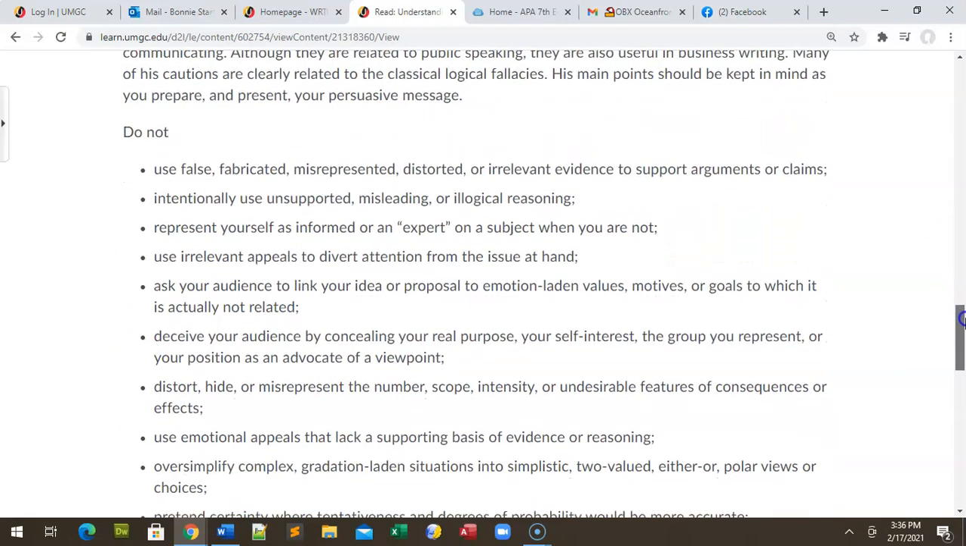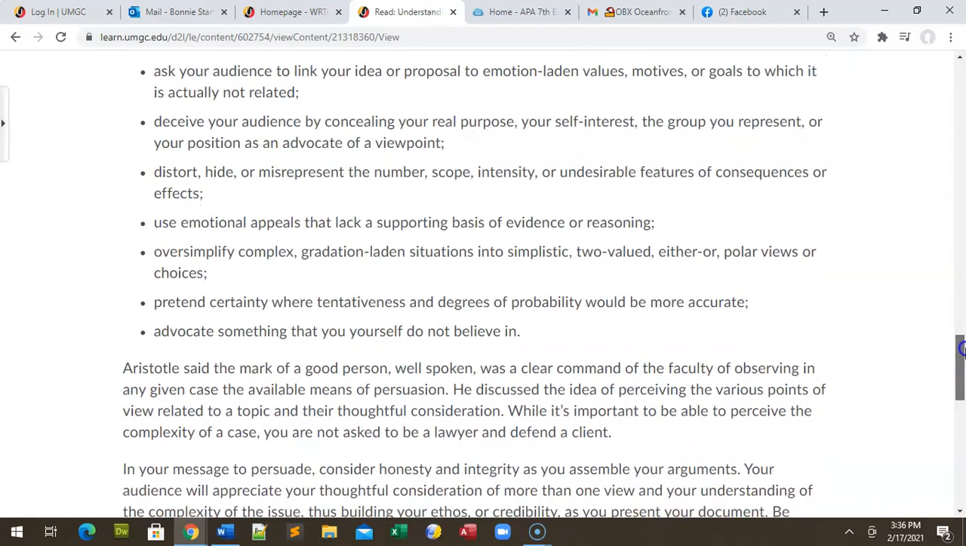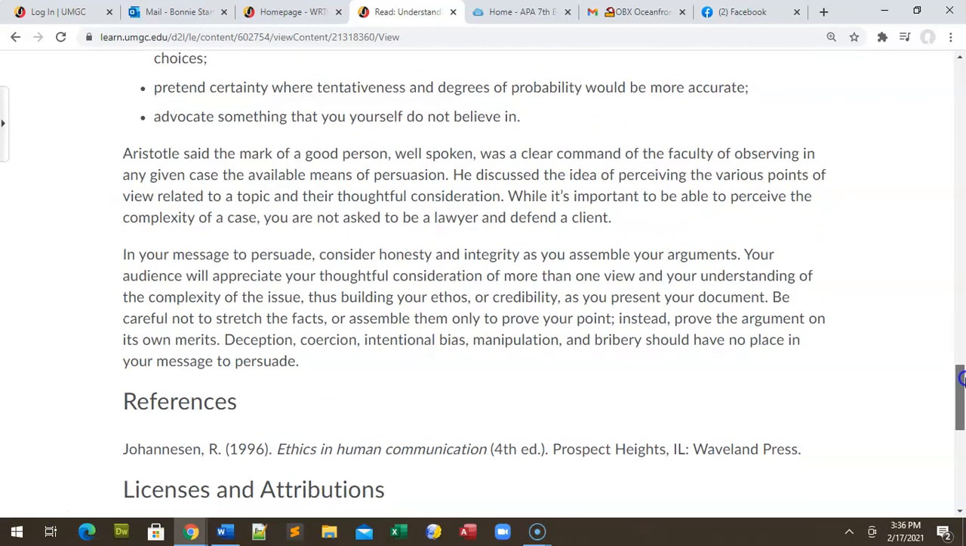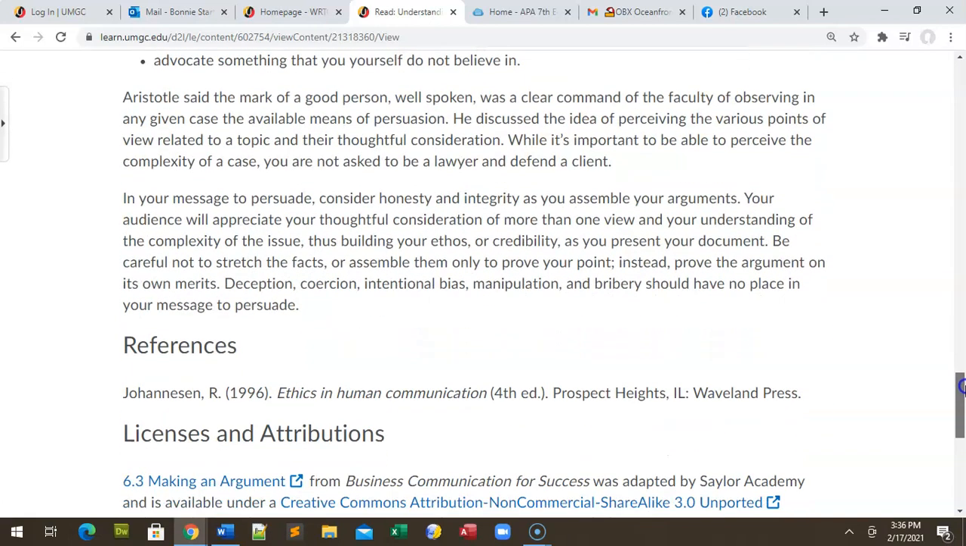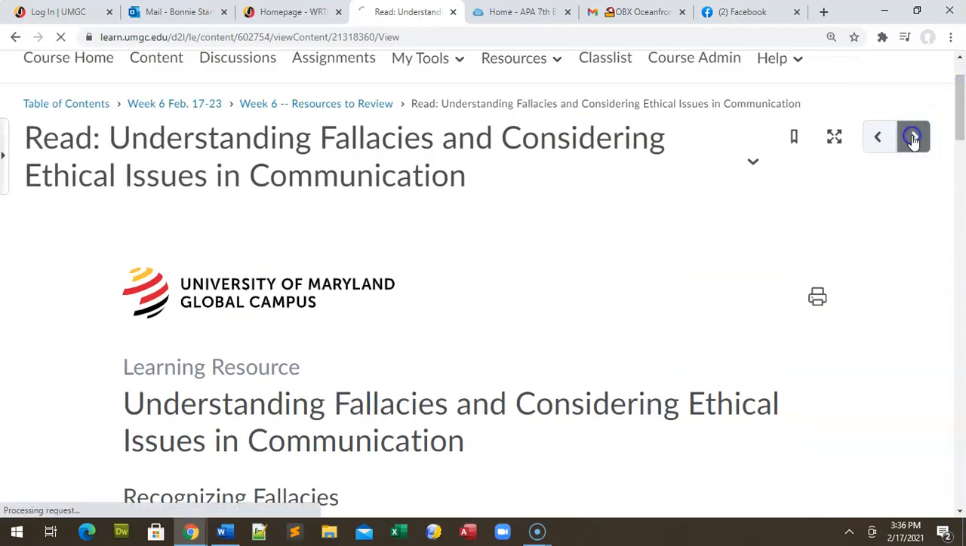Your ethical points for consideration, have a look at these and think about how this will apply to your argument paper.